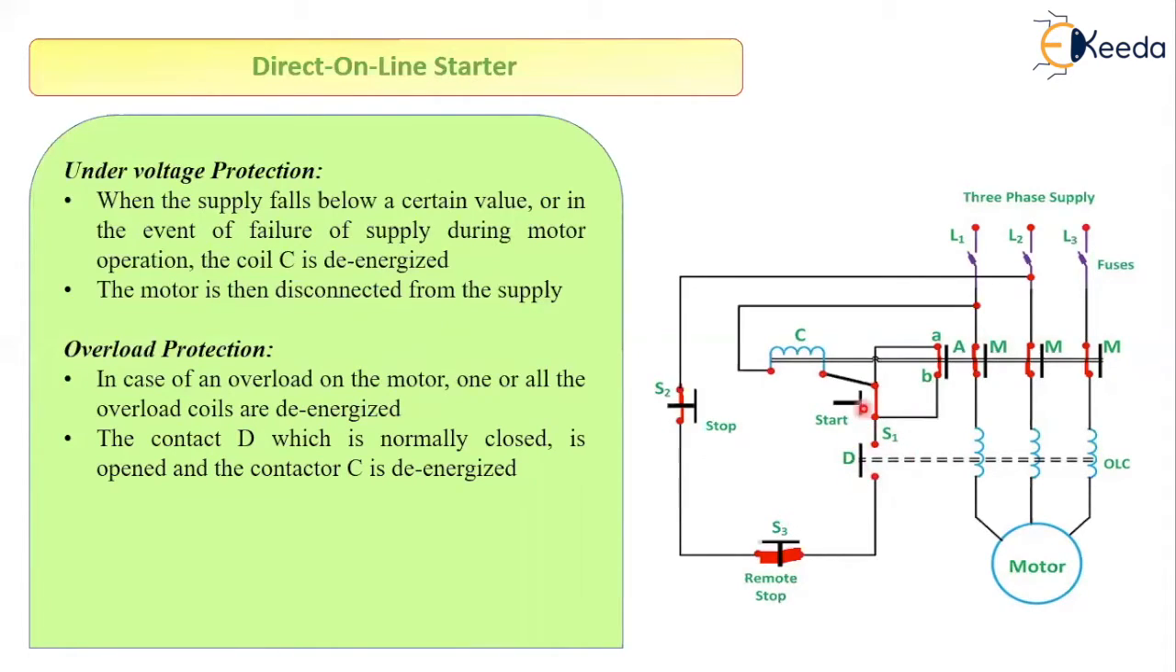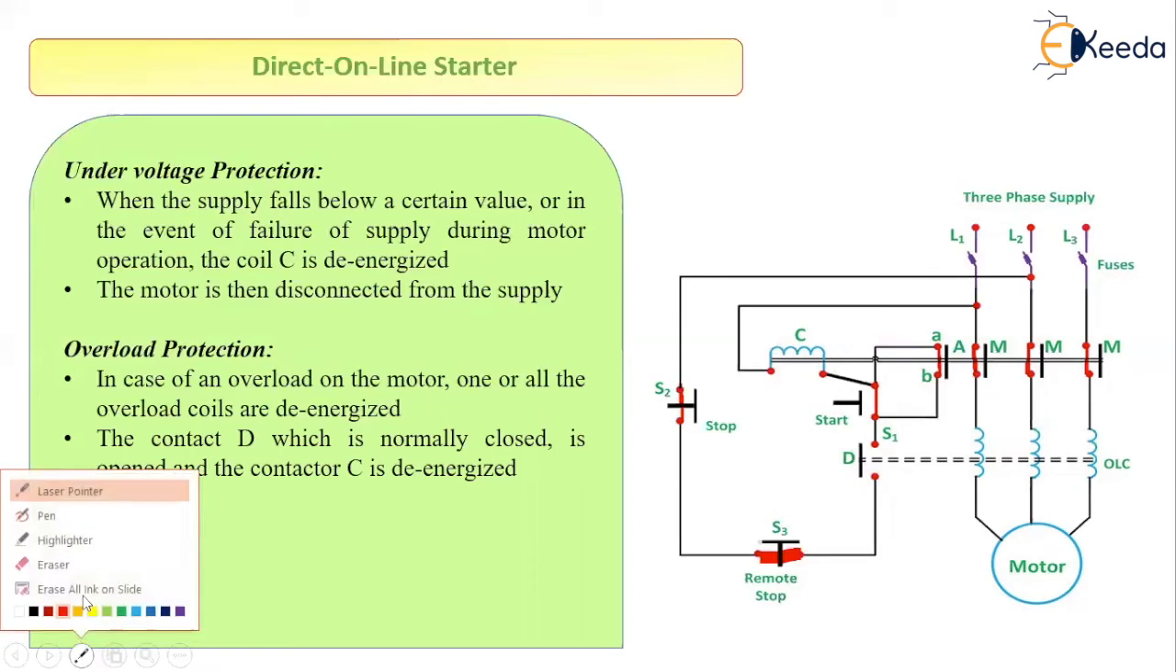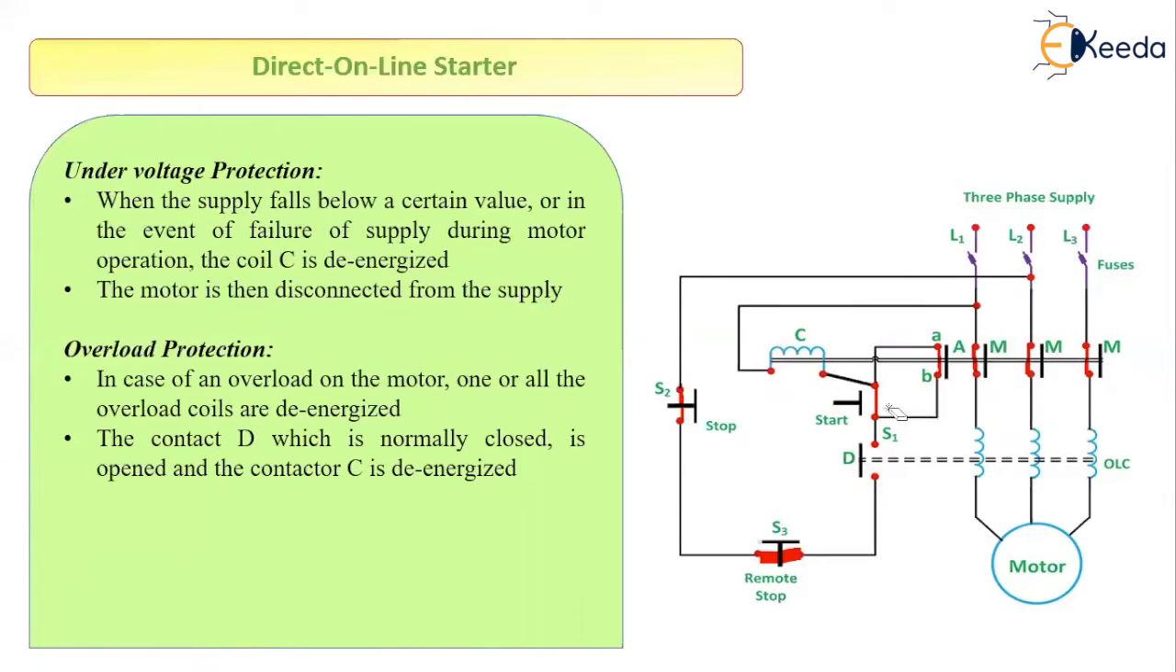Now as my contact has opened, again the circuit is open. So again the contactor C coil will de-energize. So let us see what happens next. As it is de-energized, again what will happen? Auxiliary contacts will open, main contact will open in this way, and again my motor will be disconnected from the supply. So in this way overload protection is provided to the motor. As a result, supply to the motor is disconnected.